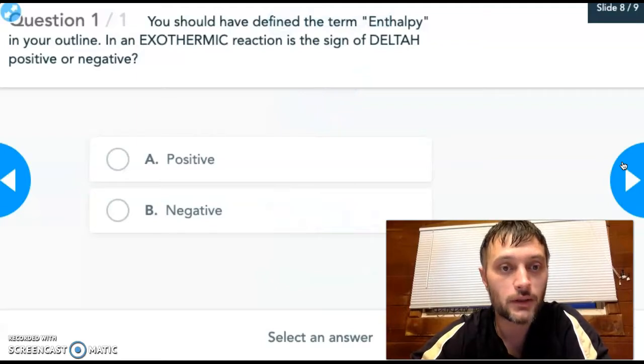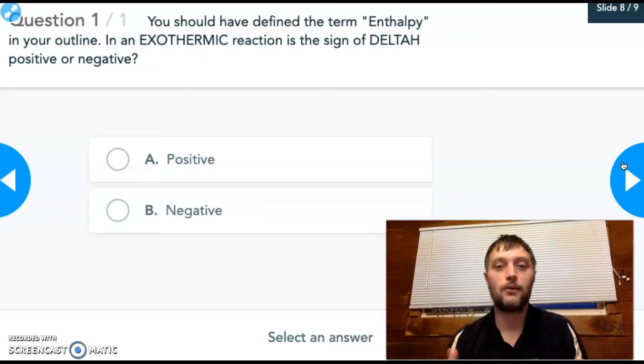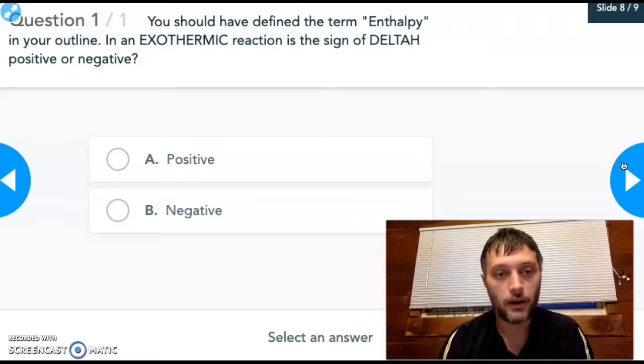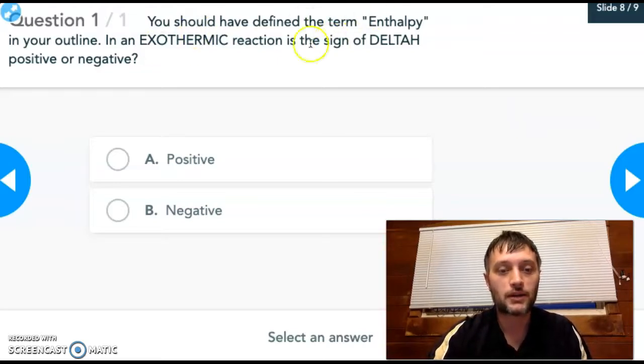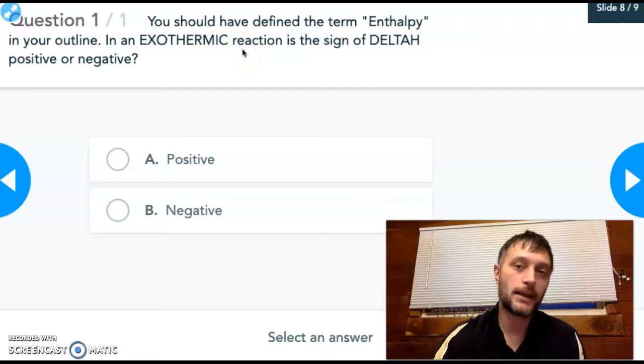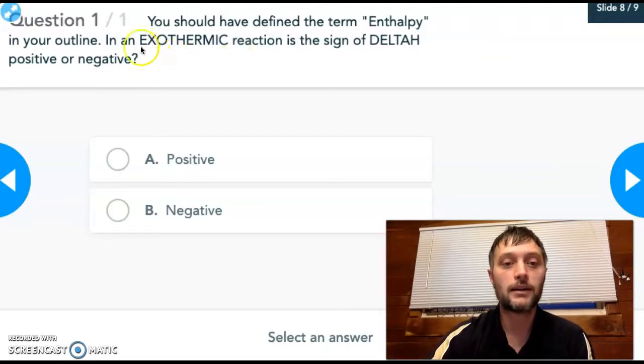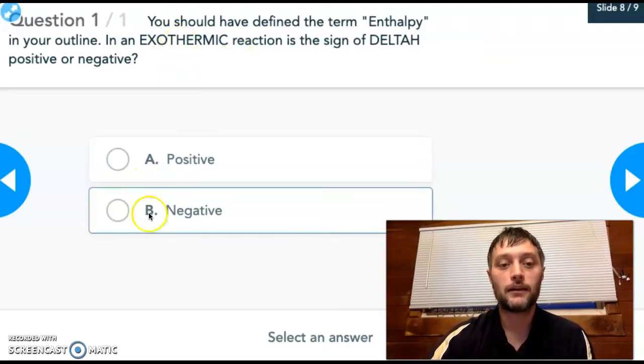But this last question, hopefully you've seen enthalpy. Hopefully enthalpy makes sense. That's definitely an upper level idea, but the base level that we need to understand isn't crazy hard. Exothermic reactions, we've got heat leaving the system. So if heat is leaving the system, our delta H should be negative. If heat's entering the system, our delta H should be positive. So delta H is enthalpy. So the correct answer here in an exothermic reaction, the sign is negative because heat is leaving the system.